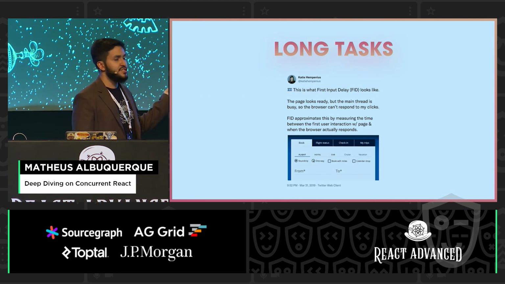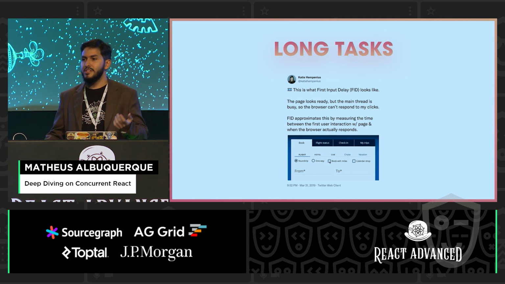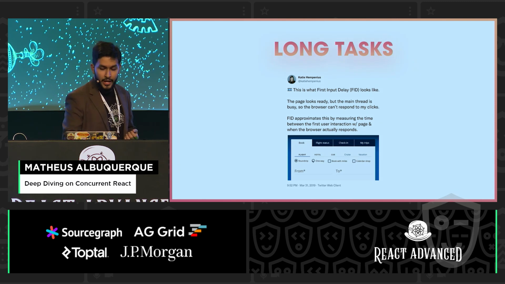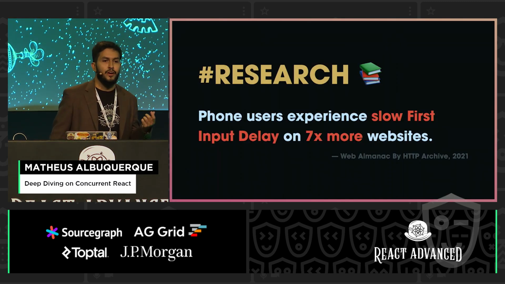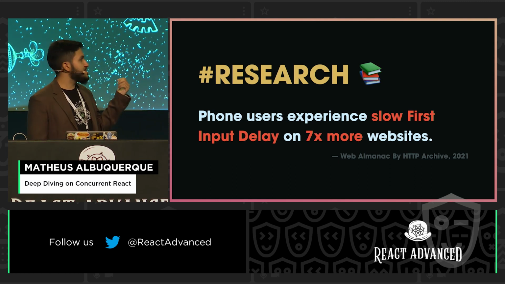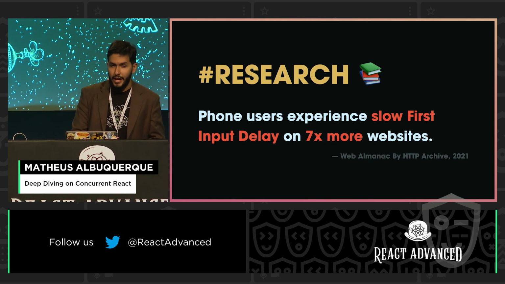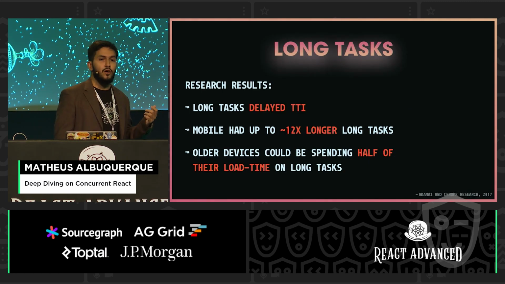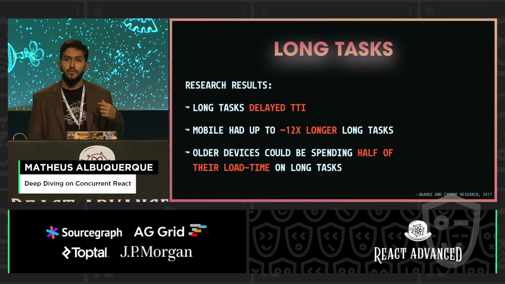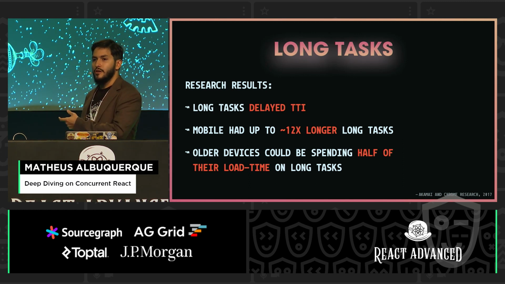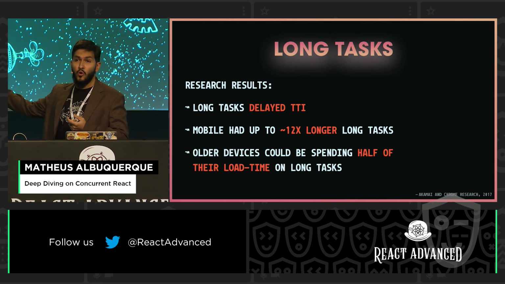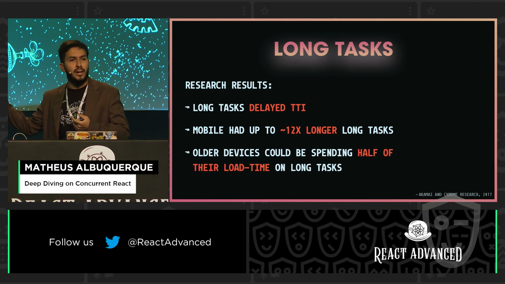Not only does it happen a lot out there, but we even have metrics, like first input delay and others that we've probably seen in Lighthouse or other tools, which help us spot when this happens. And we have research around that. For example, slow first input delays can be 7 times worse on mobile devices. Long tasks also delay TTI and other metrics, and on mobile they can be up to 12 times longer than on desktops.